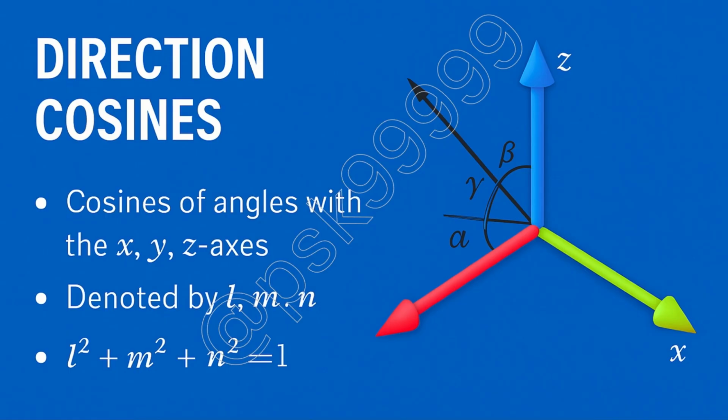What are direction cosines? If there is a line in 3D space, the cosines of the angles it makes with the x-axis, y-axis, and z-axis are called the direction cosines. If the direction cosines with the x-axis, y-axis, and z-axis are l, m, n, then l square plus m square plus n square equals 1. Let's learn this in more detail.